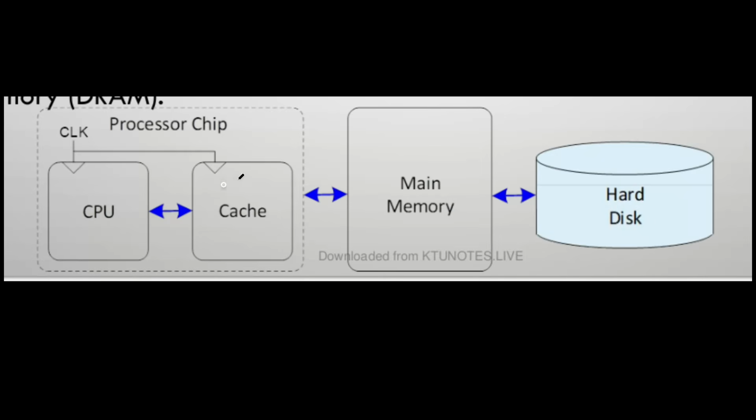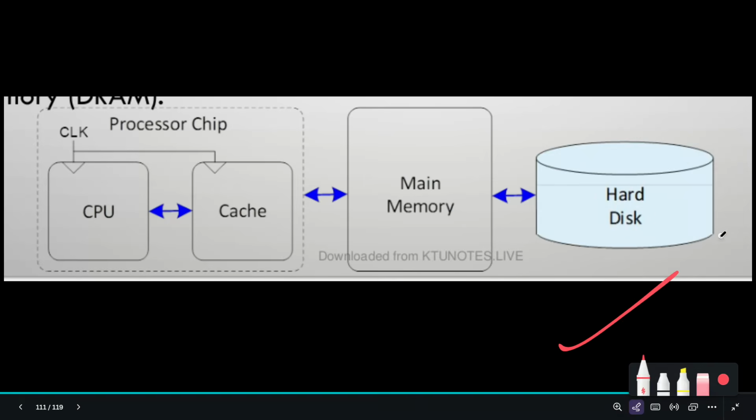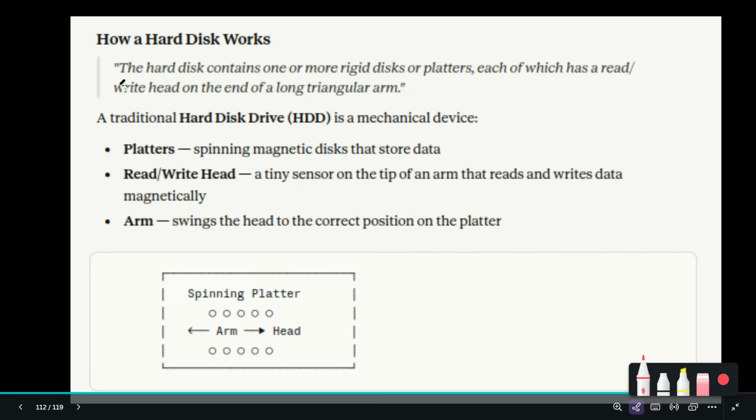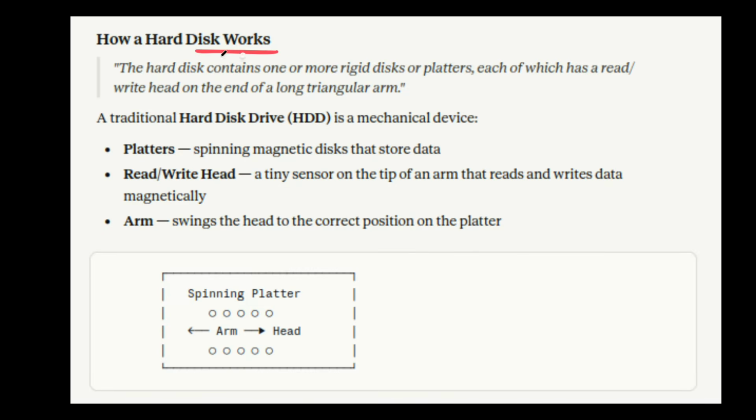If you see, this was our diagram where inside our processor chip there was the CPU and our cache. Then we have the main memory. Then we are talking about this hard disk, our virtual memory. This much we have understood. Now let's see how a hard disk actually works. The hard disk contains one or more rigid disks or platters, each of which has a read or write head at the end of a long triangular arm.